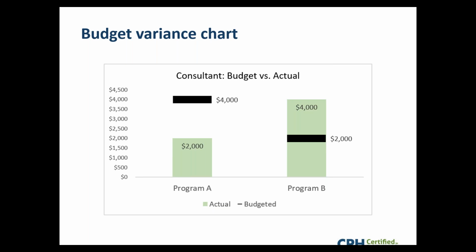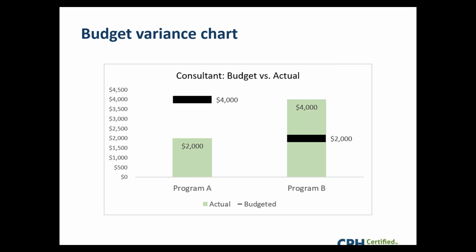So again, a variance just means the difference between the budgeted and the actual, right? So if you have a consultant you thought was going to cost $4,000 for program A, but it actually cost $2,000, the answer to my question is the variance for program A is $2,000. $2,000 under.